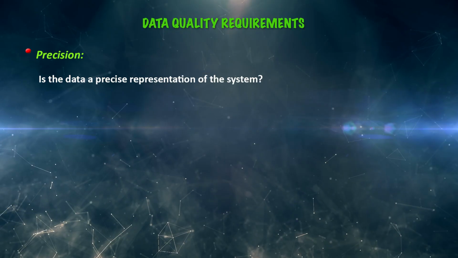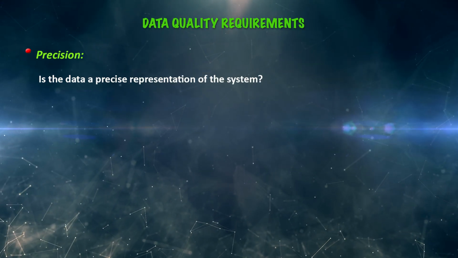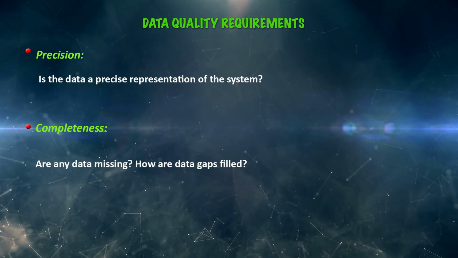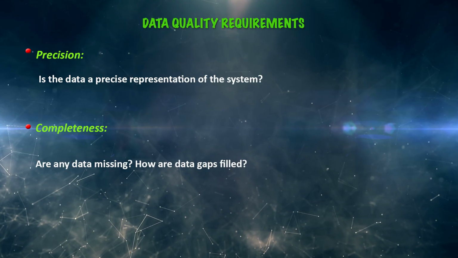And also most important, precision is required. That means is the data a precise representation of the system or not. If you come to completeness, are any data missing or not? How are data gaps filled? So representativity, consistency and reproducibility, these things matter a lot. That means whether the data is representative, consistent and can it be reproduced.